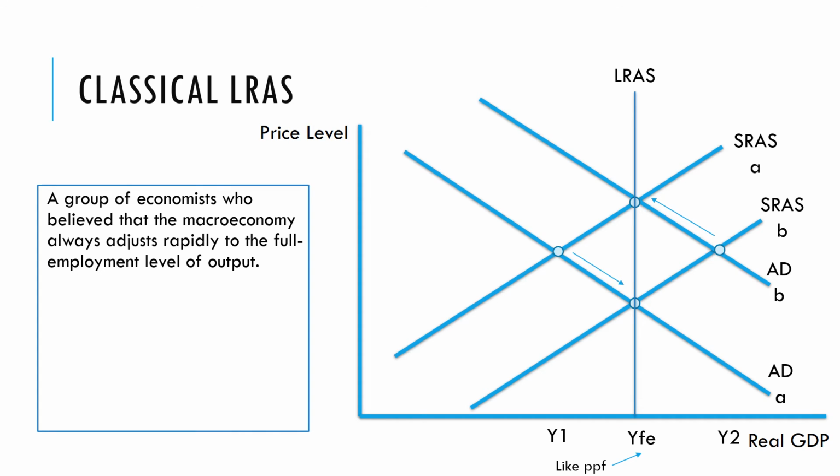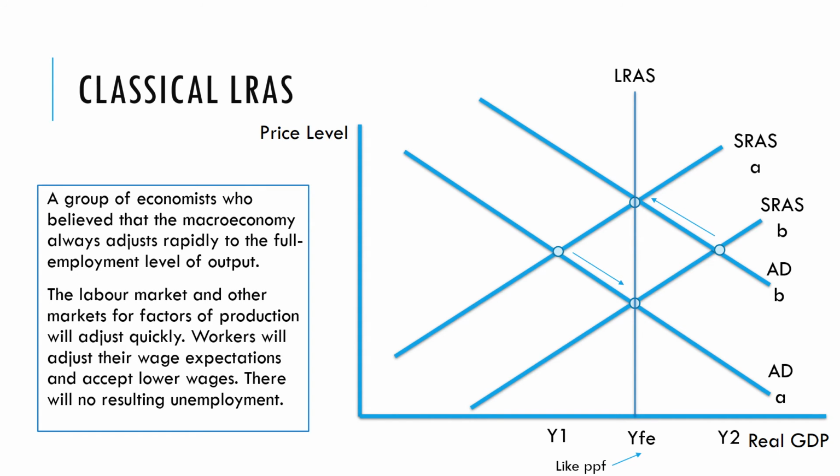So the classical economists were a group of economists who believed that the macroeconomy always adjusted rapidly to the full employment level of output. They believed that the labour market and other markets for the factors of production adjusted quickly, so workers will adjust their wage expectations and accept lower wages, there'll be no resulting unemployment, and the economy will always move to the full employment level of output.